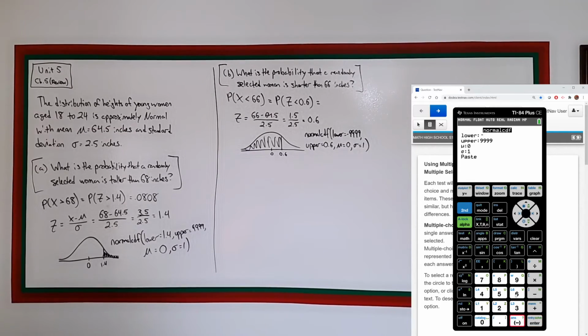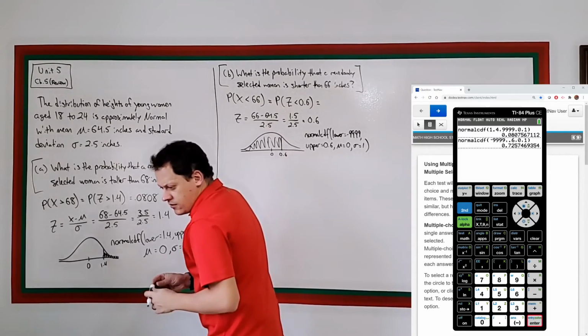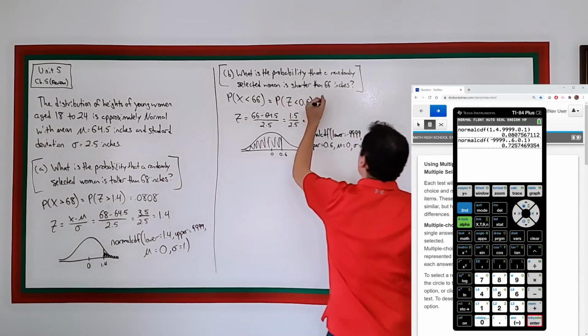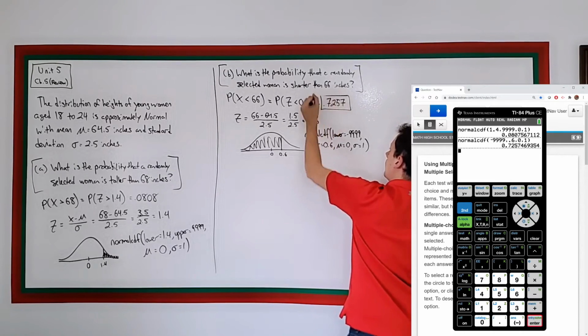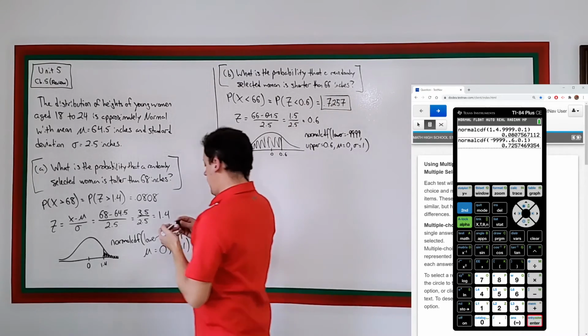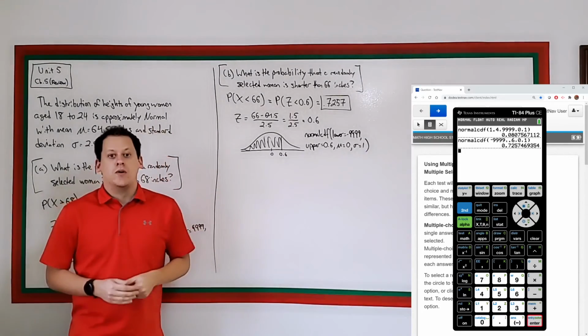We've talked about that before, but it's been a while, so I just want to make sure I put that in there. Negative 9999, 0.6, 0, 1. Enter. I get 0.7257. Looks good to me. 0.7257. So the probability that a randomly selected woman is shorter than 66 inches is about 72.57%.